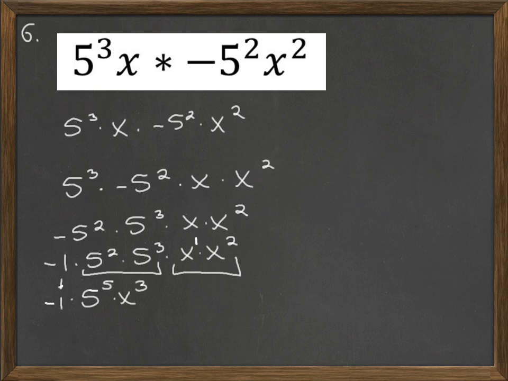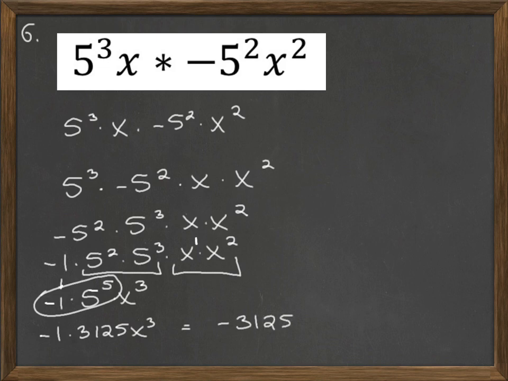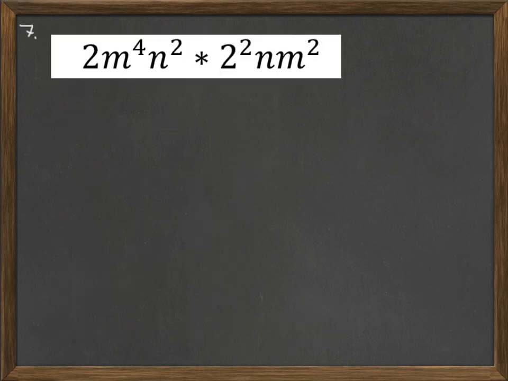Okay? So unfortunately, again, we have to simplify this expression right here. So first we have to figure out what is 5 to the 5th power. Okay, so 5 to the 5th power is 3,125. Okay, and then we'll just multiply that by negative 1. So our final answer is negative 3,125 x to the 3rd power. And that's it.